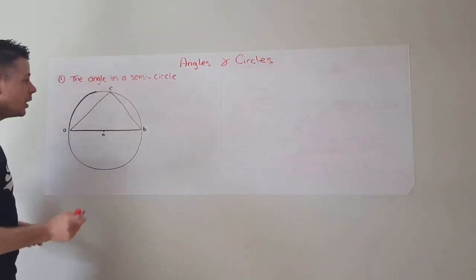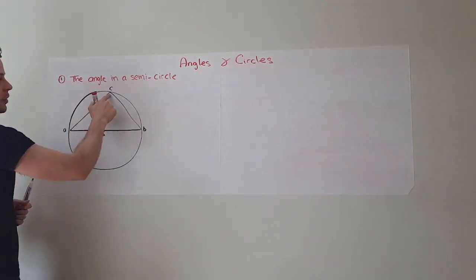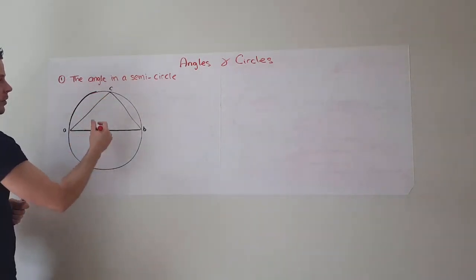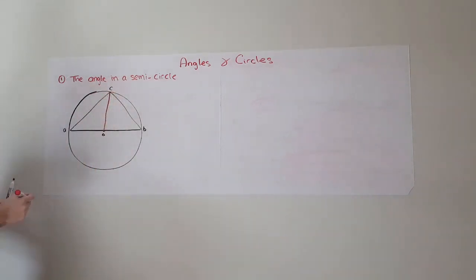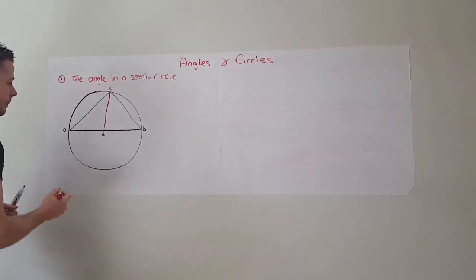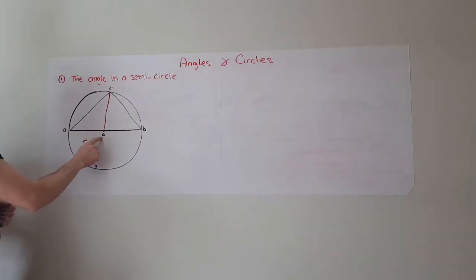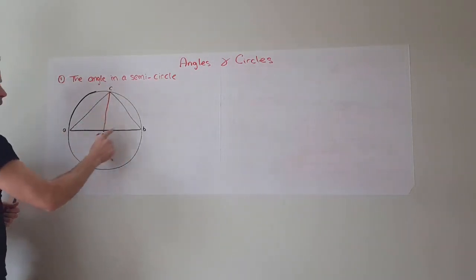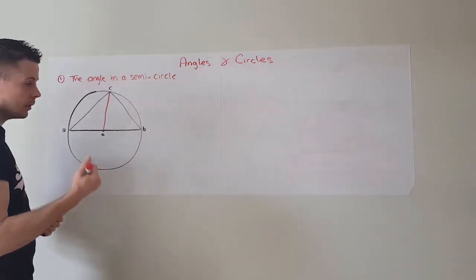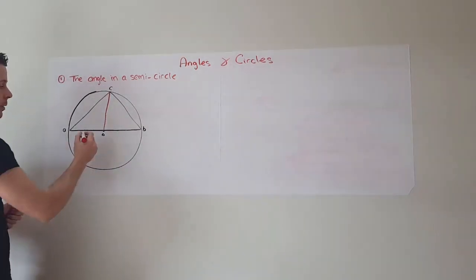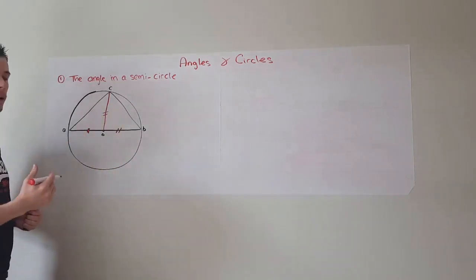Okay, so to prove that, first of all, I need to draw in a line joining C to O. Remember, O is the center of your circle. I'm going to join in this line from C to O. Before I label the angles, A to O, O to C, and O to B are all radius lines. So the three of those lengths are equal.